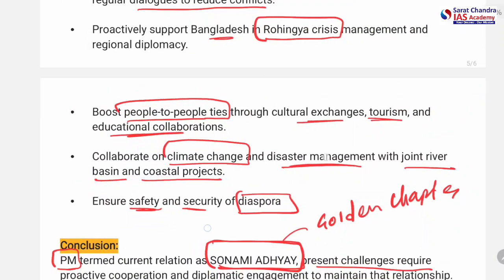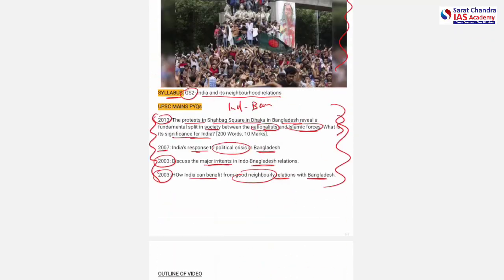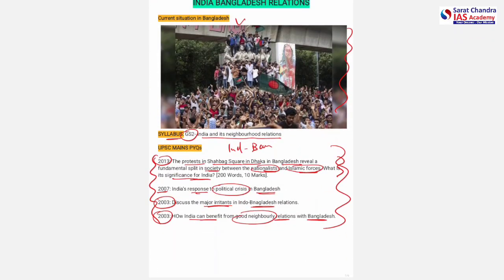So this is the comprehensive analysis and discussion on India-Bangladesh relations, especially considering the present developments in Bangladesh.